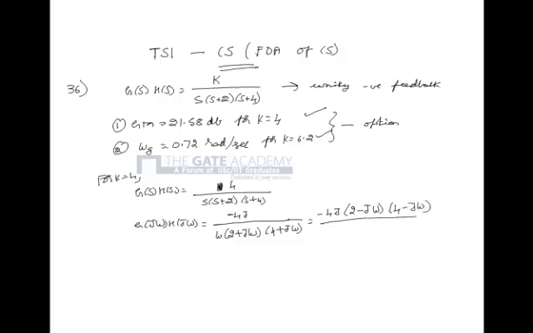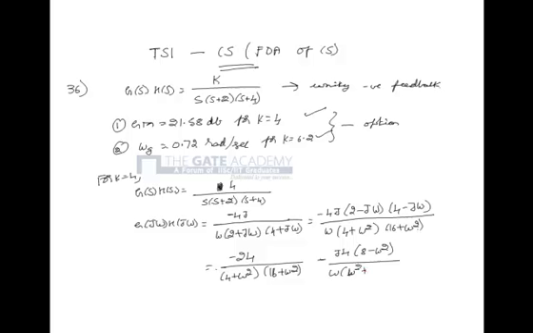omega) divided by omega into (4 plus omega square) multiplied by (16 plus omega square). This can be further simplified as minus 24 divided by (4 plus omega square) multiplied by (16 plus omega square), minus j4 multiplied by (8 minus omega square) divided by omega into (omega square plus 4) multiplied by (omega square plus 16).